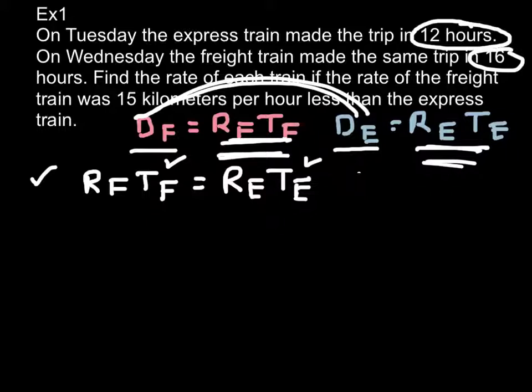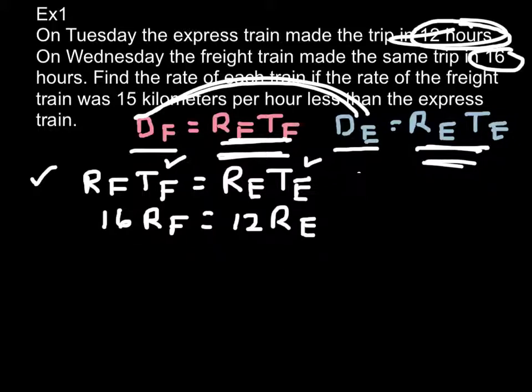So the time of the freight train was 16. So I have 16 times the rate of the freight train equals, what's the time of the express train? 12, right? So 12 times the rate of the express train. So now I've got this narrowed down to two variables, two unknowns. Now, I have one more piece of information.